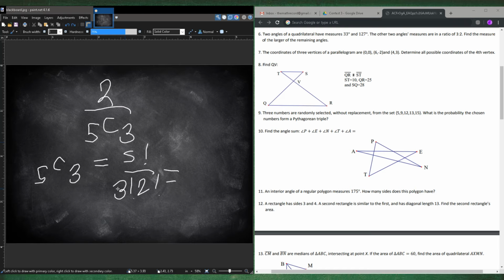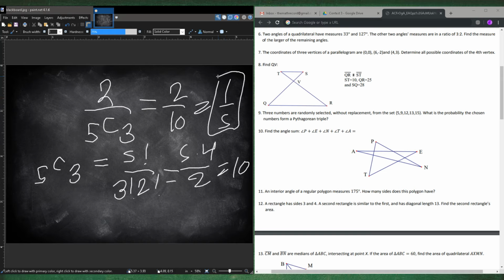So 5 factorial divided by 3 factorial over 2 factorial, so that's 5 times 4 divided by 2, that's 10. So this is 2 over 10, which is equal to 1 over 5. So the answer is just 1 over 5.